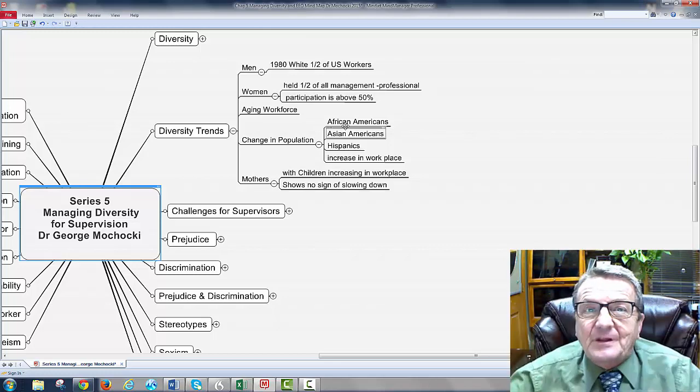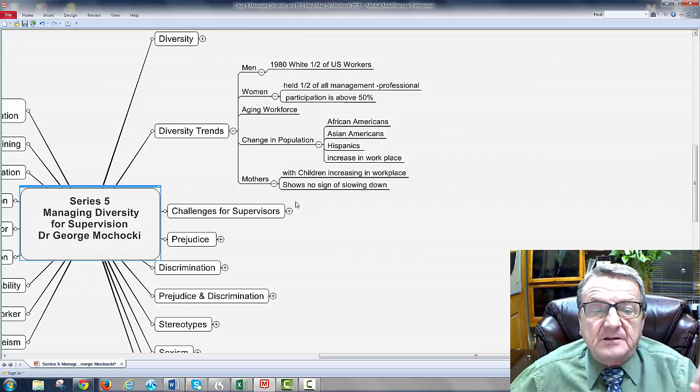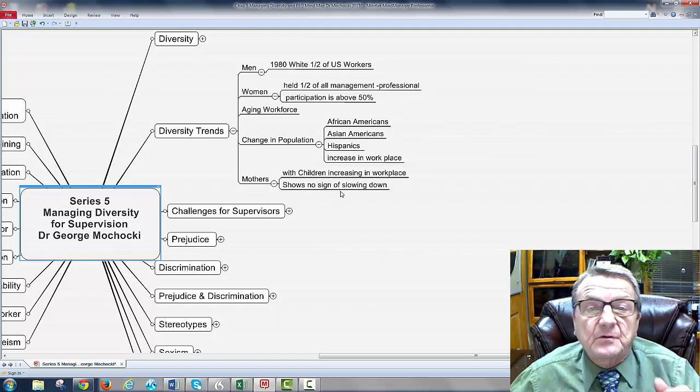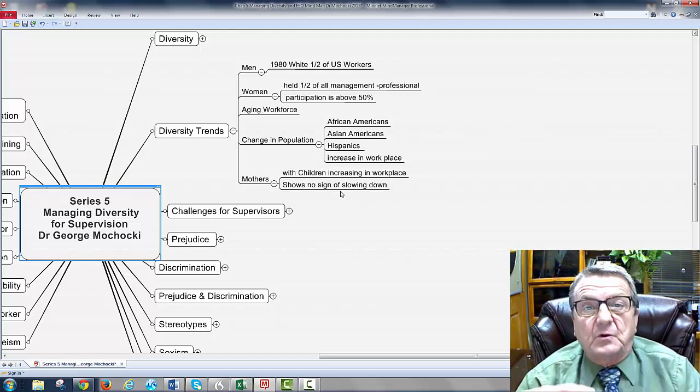So you can't just look at that. But generally, we're just looking at generalization. And then, okay, now the other thing is you have mothers. There's more mothers coming into the workforce, the children increasing the workforce, and there's no sign of slowing down. There's a higher divorce rate. There's fewer women getting married. They're cohabiting together, so they have kids.